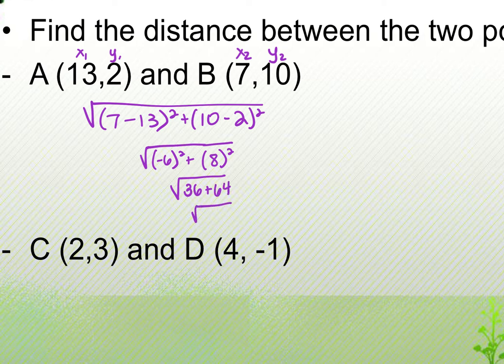36 plus 64. 100. Is 100 a perfect square? 20. Good. Oh, 10. And if you forget, like if you're unsure, just break it down to its factor tree. You would have had 2 2s and 2 5s, and that's how you would have known it's 10.